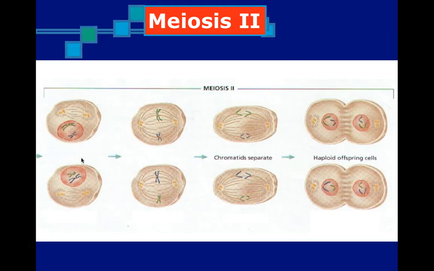Now entering meiosis II, the two original cells that you have going in are two haploid cells, both containing 23. Now we can say the same exact terms that we did for mitosis, where we say chromosomes line up, chromatids separate. Remember, a chromatid is half of a chromosome. And now we have our four haploid cells.